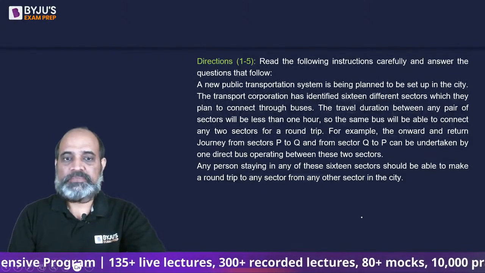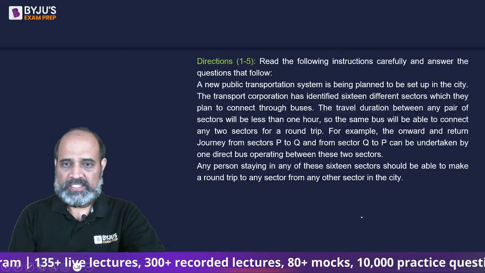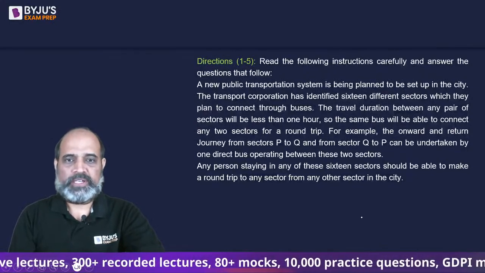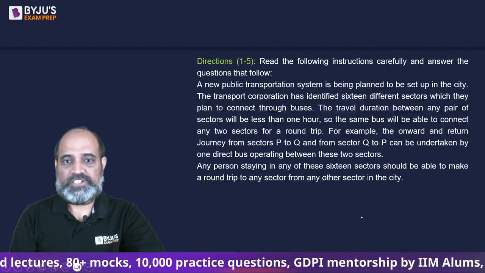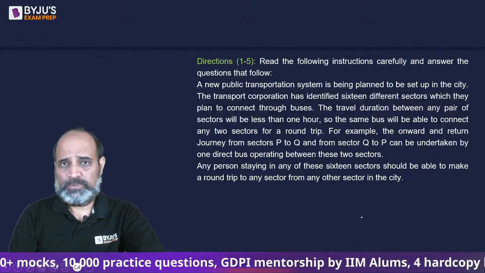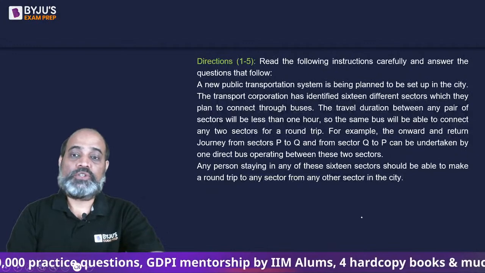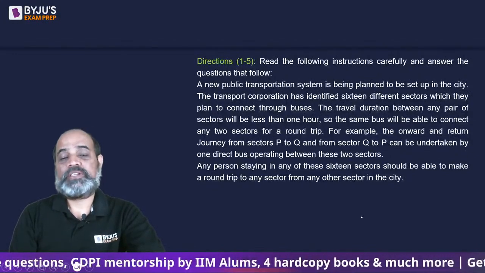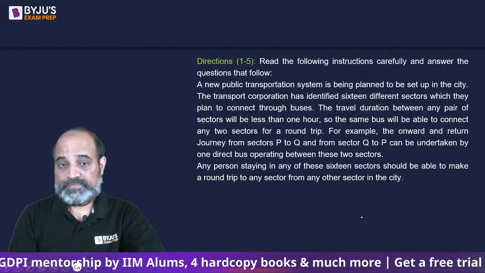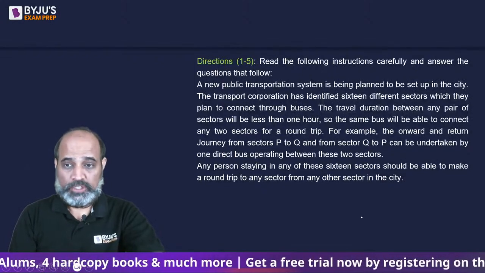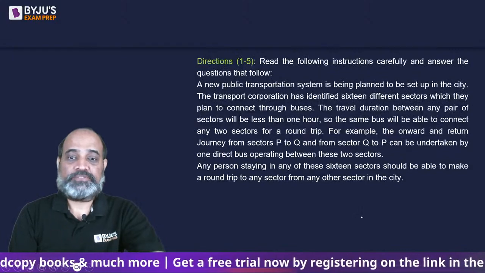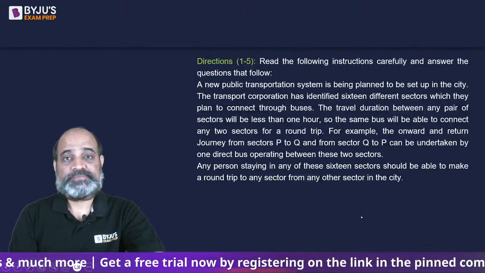The travel duration between any pair of sectors will be less than 1 hour, so the same bus will be able to connect any two sectors for a round trip. For example, the onward and return journey from sectors P to Q, some two sectors, and from sectors Q to P can be undertaken by one direct bus operating between these two sectors. Any person staying in any of these 16 sectors should be able to make a round trip to any sector from any other sector in the city.